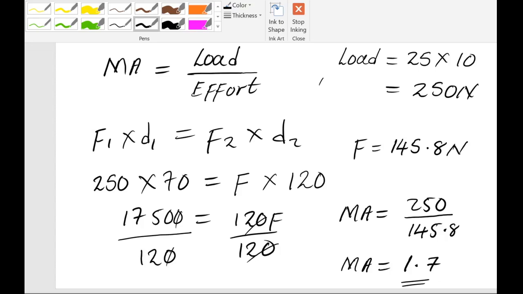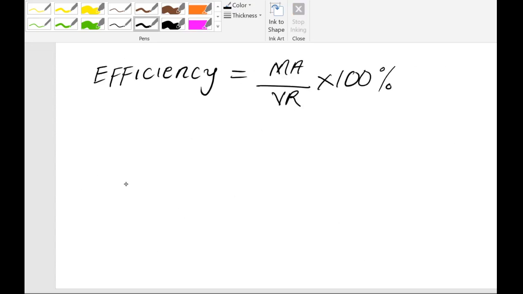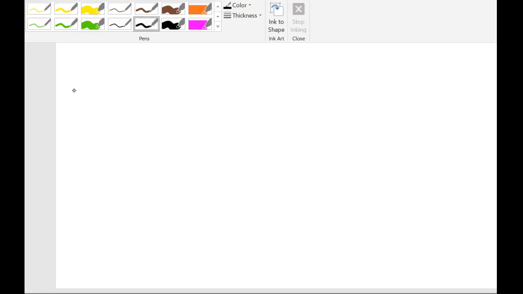So coming back to our initial plan is to find the efficiency. That is the question we've been asked. So we've found the mechanical advantage. Next is we find the velocity ratio. So velocity ratio, VR, is given by distance moved by the effort over distance moved by the load. Under the principles of moments, we are going to say the distance of the effort from the pivot over the distance of the load from the pivot.